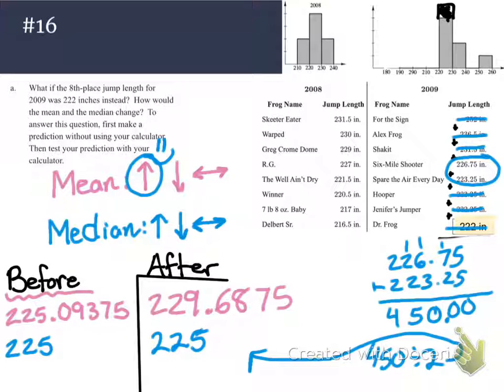So what did happen? The mean went up and the median stayed exactly the same. So if you hypothesized that the median would stay the same, you were correct.